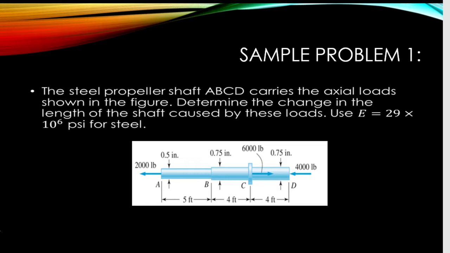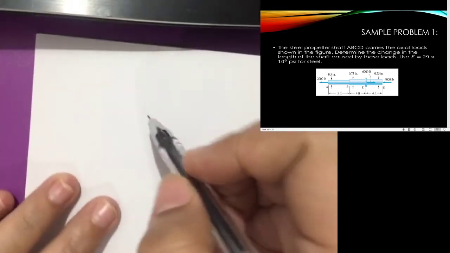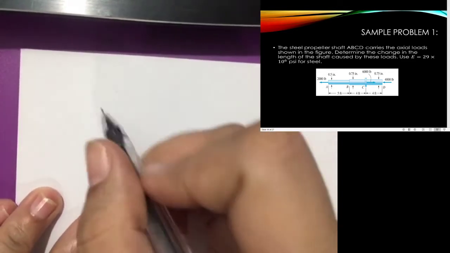For our example number 1, we have the steel propeller shaft ABCD carries the axial load shown in the figure. Determine the change in the length of the shaft caused by these loads, and then use the modulus of elasticity equals 29 times 10 raised to 6 psi for steel. So first we're going to draw this, okay? For better explanation, we're going to draw this one.